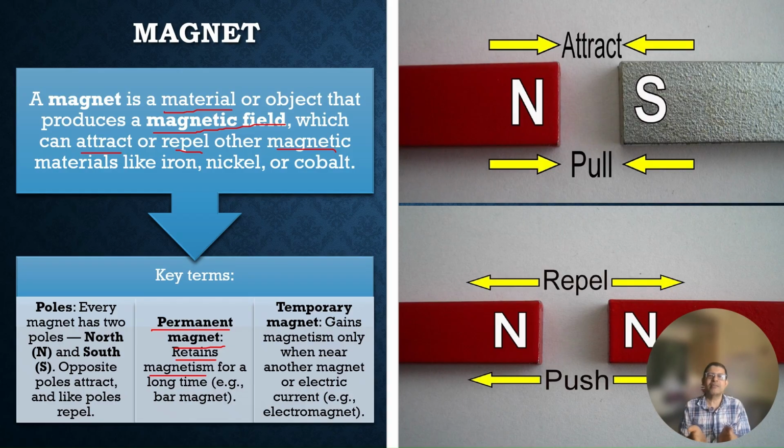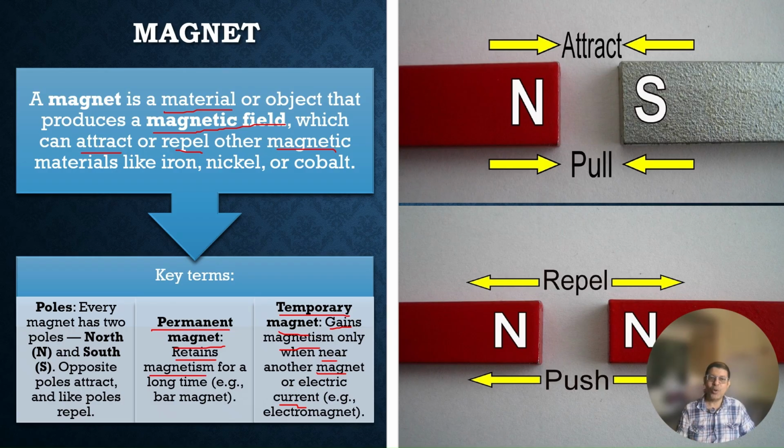Temporary magnets means they behave like magnets for that particular instance of time. That means if a current passes through them, they become magnets. And when the current is stopped, the magnetism is all lost. So those are called temporary magnets. They gain magnetism only when they are near a magnet or an electric current is passed through them. Then only they get their magnetic property.